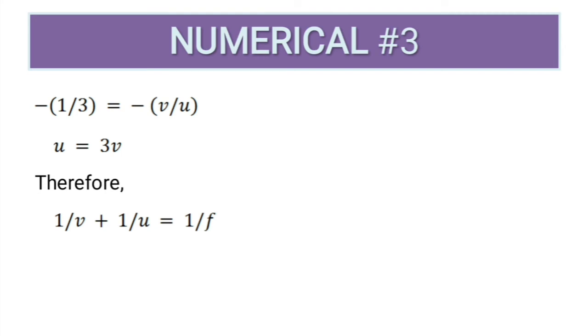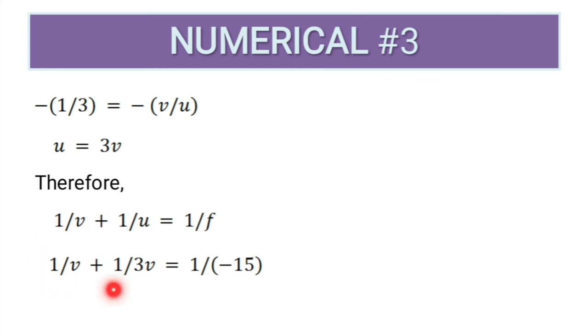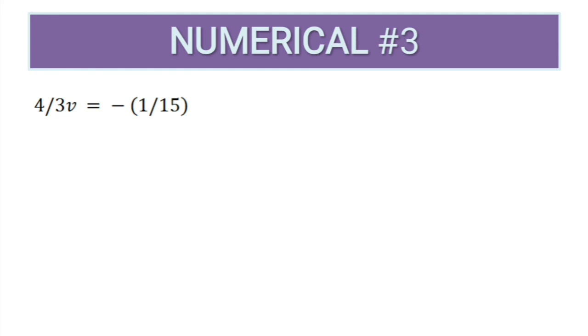Now 1 upon v plus 1 upon u is equal to 1 upon f. So this is the lens formula that we already know. What is the next thing that you will do? You have to substitute. Instead of u, you have to write 3v. So 1 upon v plus 1 upon 3v is equal to 1 upon minus 15. Minus 15 is already given. So 4 upon 3v, because 1 upon v plus 1 upon 3v will give you 4 upon 3v, which is equal to minus 1 upon 15.